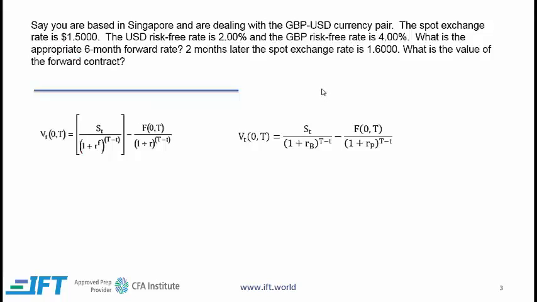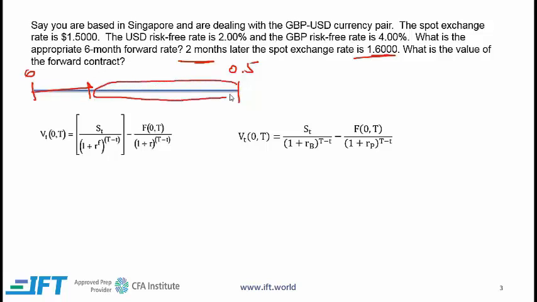Now what about valuation? You move forward 2 months and the spot exchange rate is now 1.6. What's the value of the forward contract? So you started out at time 0. The contract ends over here at the end of 6 months or 0.5 years. You move forward 2 months. So now your relevant period is 4 months. So 4 months means 4 over 12, which is 0.33.